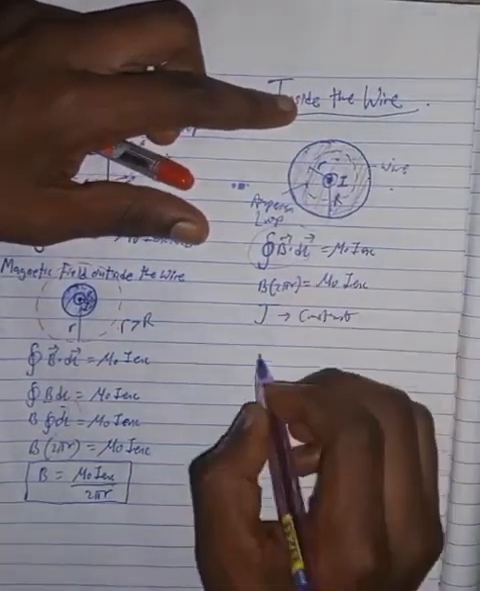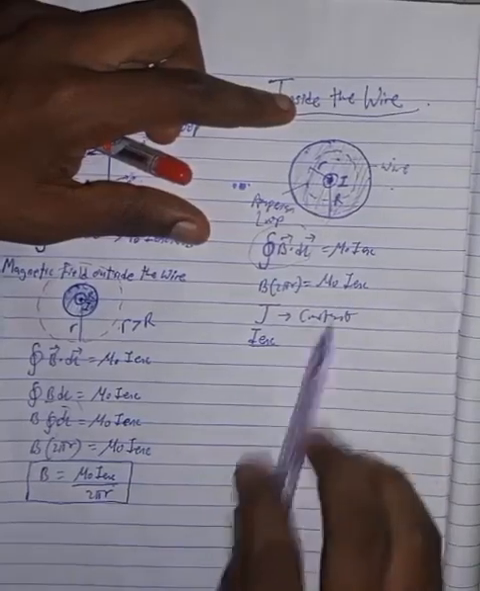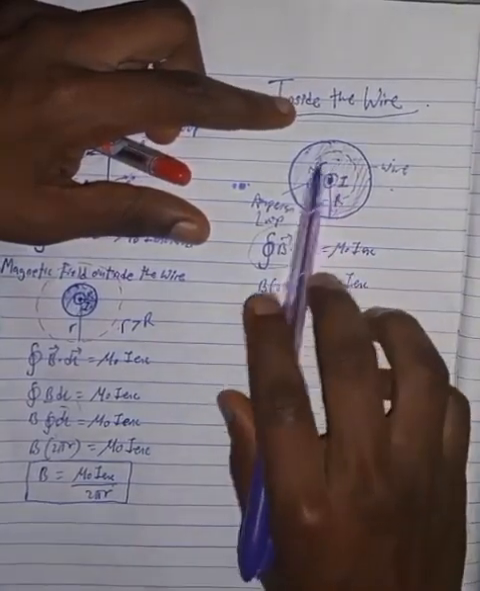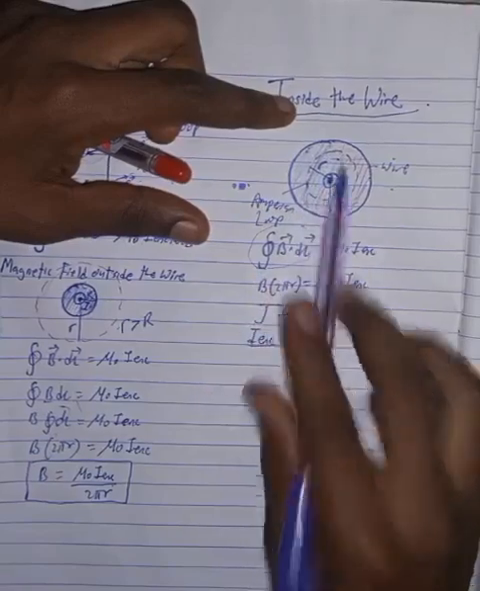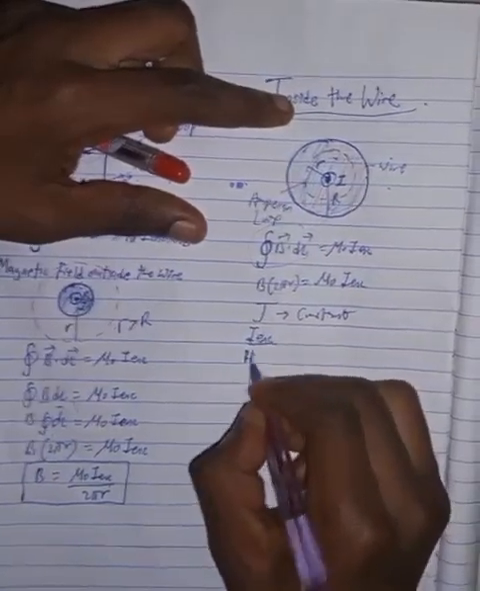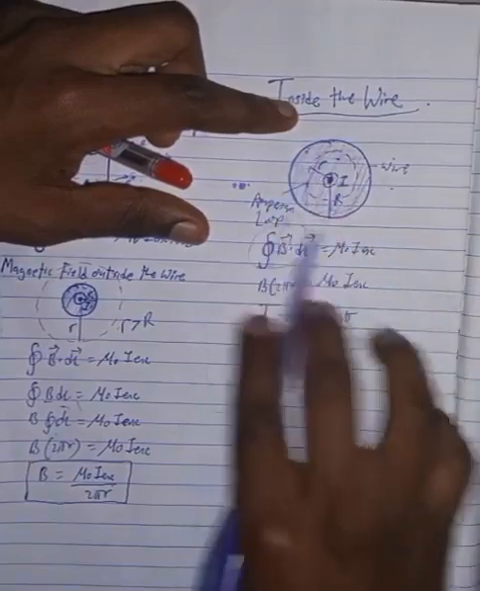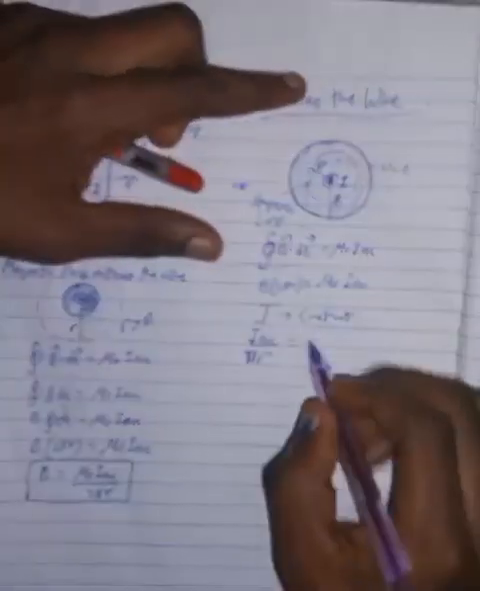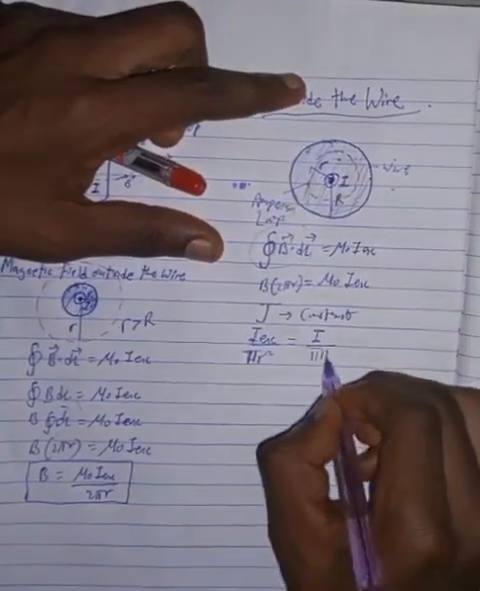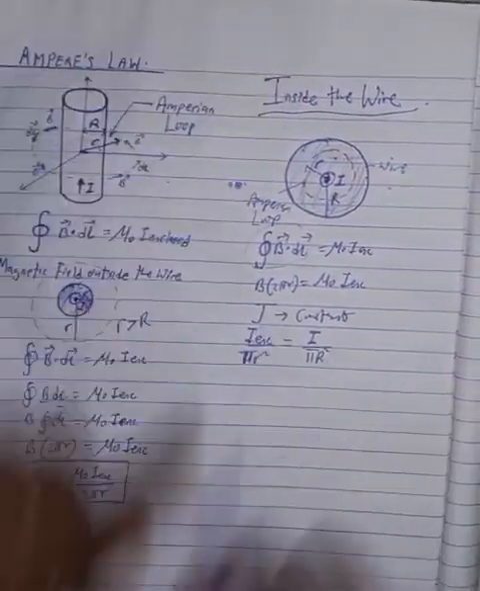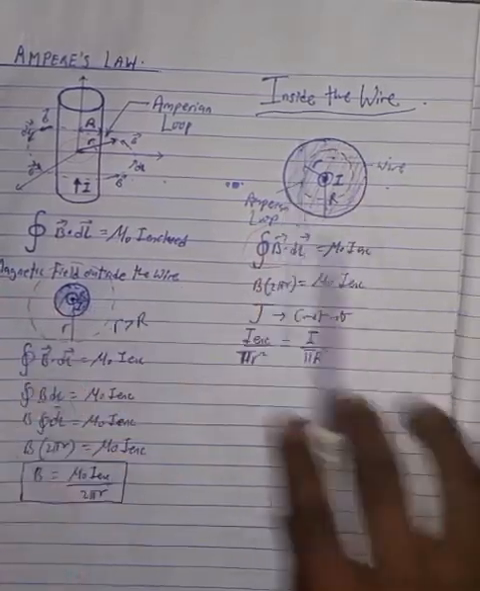Now let's go. I'll say the current enclosed, which must be inside this Amperian loop, over the area inside this Amperian loop, that is pi r square, will be equal to the total current enclosed by the whole of this wire, which is I, over the area of the whole wire, pi R square. So this is the current density, current over area. I do it for the one enclosed, then for the one outside, the whole of the wire.